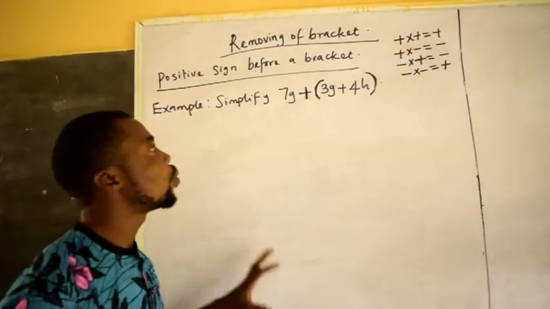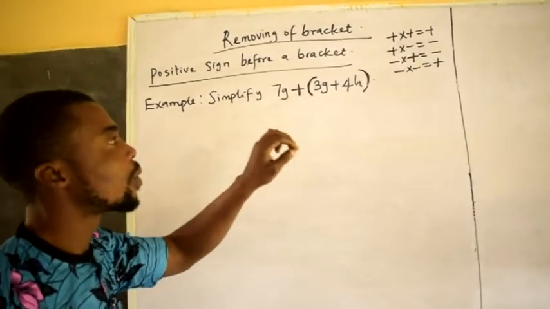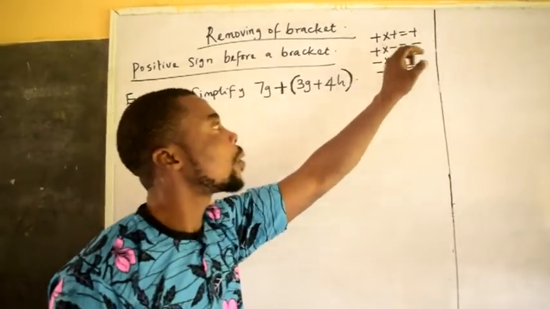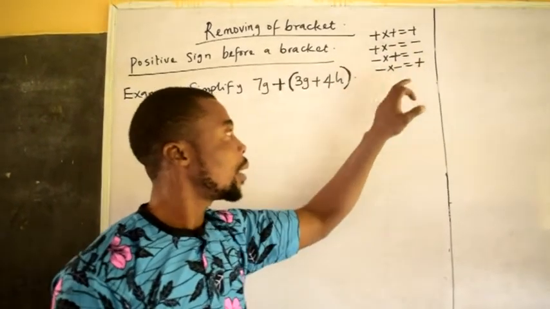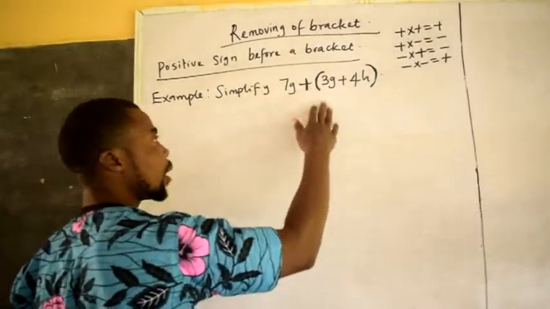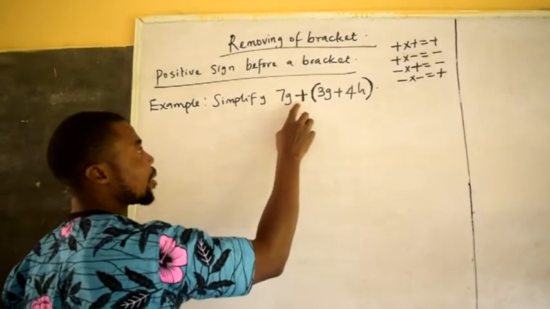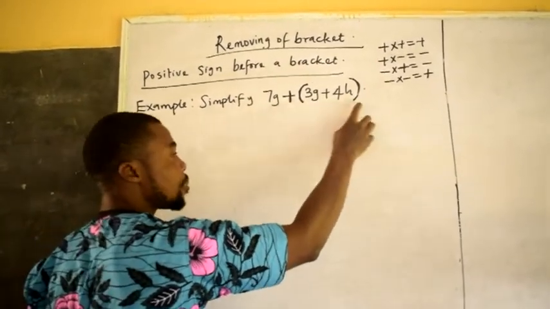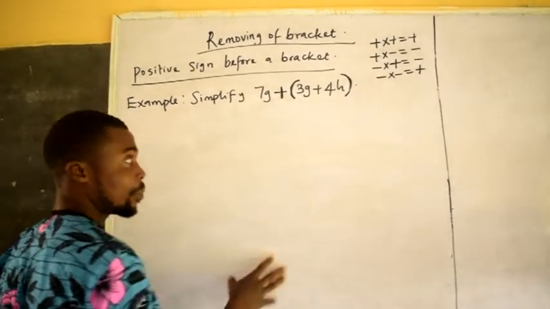So if you want to solve this type of problem, you must know this thing offhand. Plus times plus is plus, plus times minus is minus, minus times plus is minus, and minus times minus is plus. You will make use of this here in the sense that this sign is multiplying each sign in this bracket. This sign is multiplying each sign in this bracket.